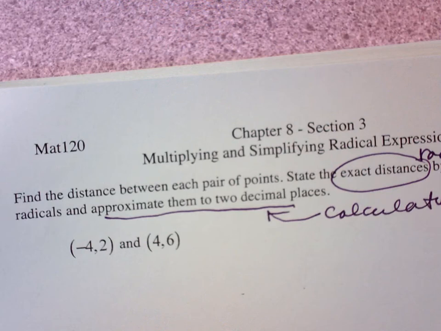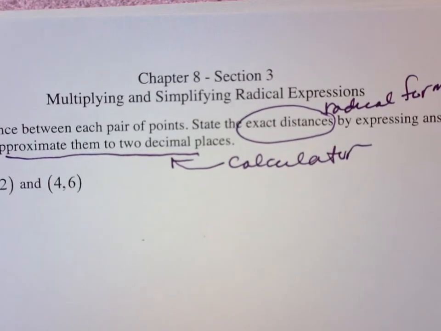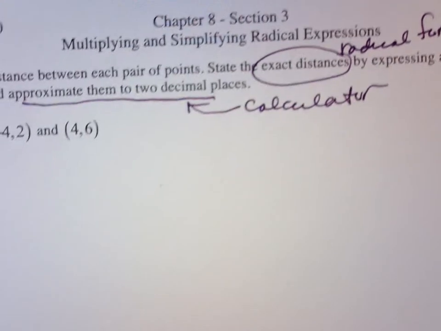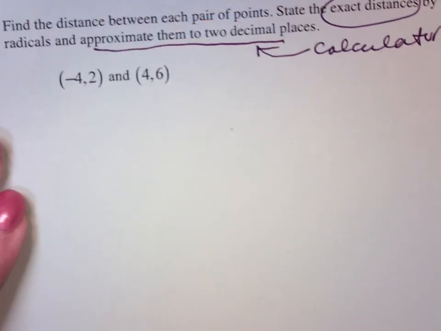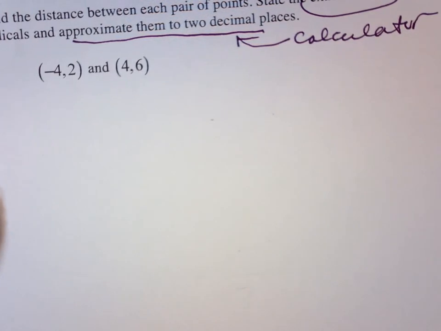So what they want is they want your answer in two forms, radical and calculator. Radical and calculator. And they say 2 decimal places. Okay. I'm going to assume you can do it on your calculator. We've done it enough as it is.